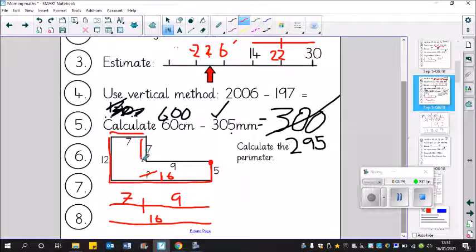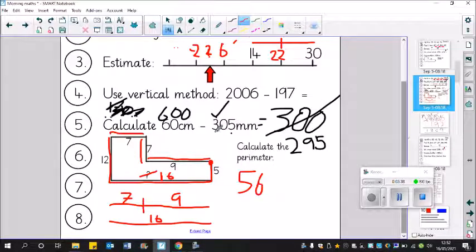40 add 7 is 47. And then 47 add 9 is 56. Yep, that's correct. So I'm going to put the answer there.